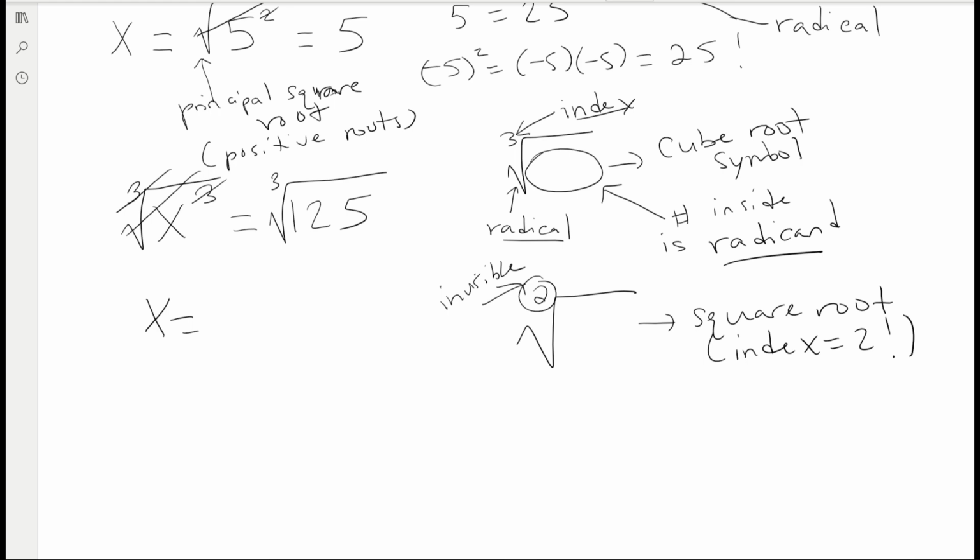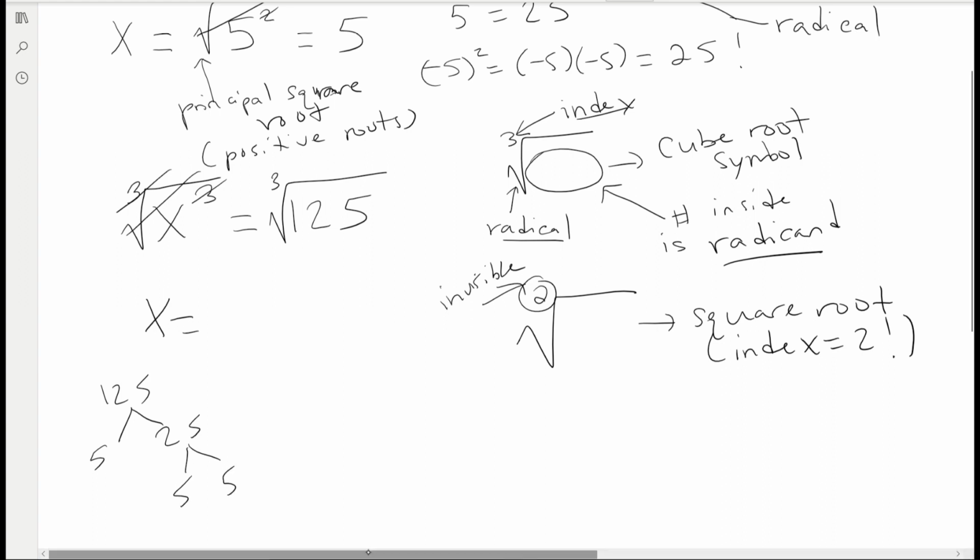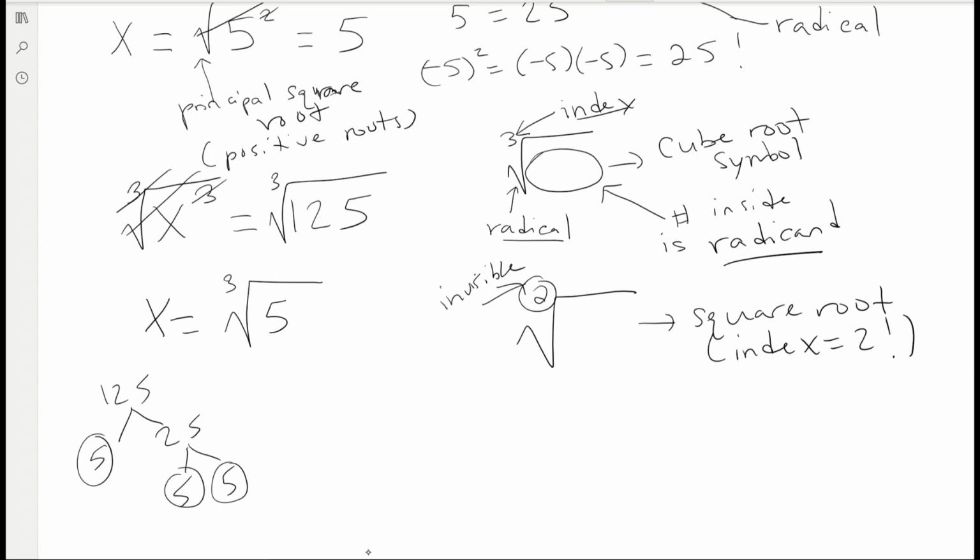Well, we know that 125 breaks into 5 times 25, and then 25 breaks into 5 times 5. So lo and behold, it looks like 125 can be broken into three 5s. So therefore, this can be written as the cube root of 5 to the 3rd power. And now we can think of the cubes as simply canceling out, leaving us with the result of 5. And the radical symbol cancels out.